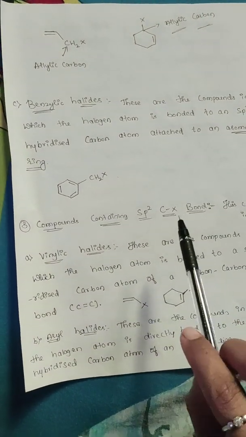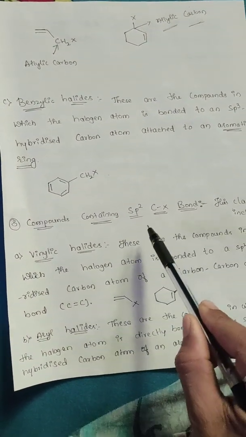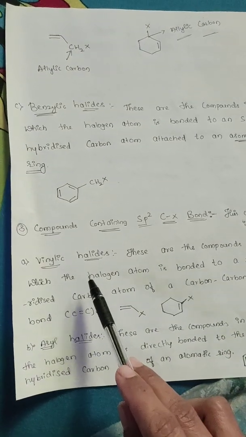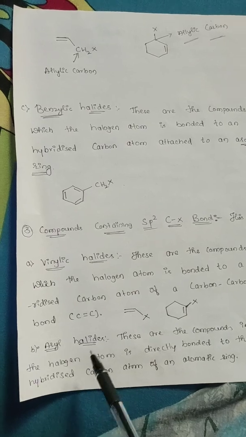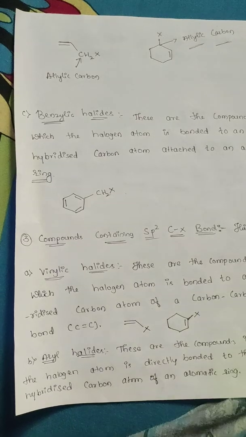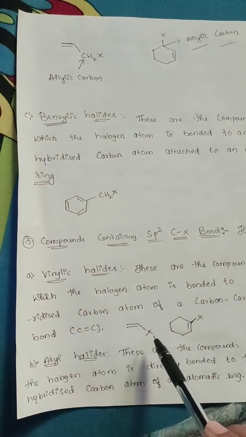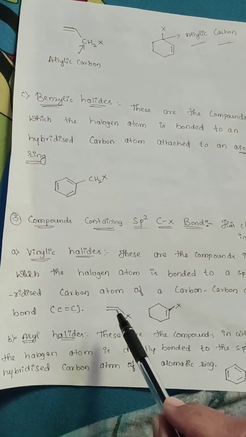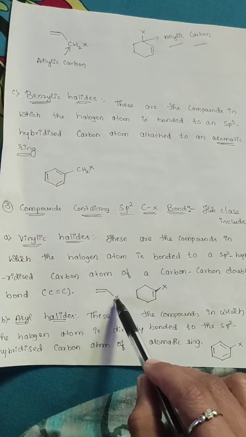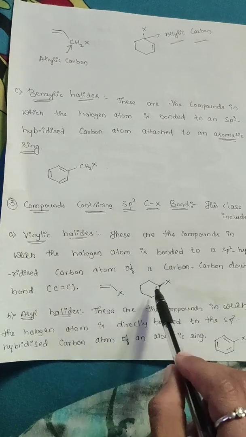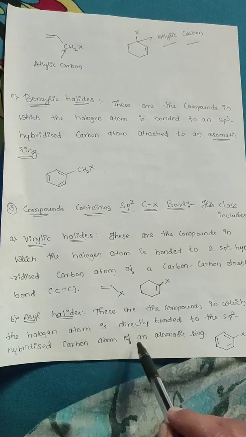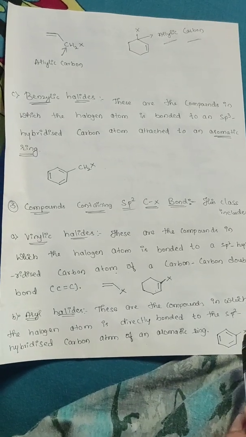Then the third classification, that is sp2 hybridization, the sp2 C-X bond. This class includes vinylic and aryl halides. Vinylic halides are the opposite of allylic. The halogen atom is directly bonded to the sp2 hybridized carbon atom, meaning it is directly bonded to the double-bonded carbon atom. Such halides are called vinylic halides.